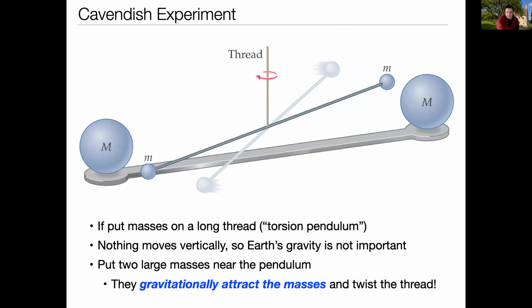One of them, as you can see, is tied to a long thread. And so if those move side to side, what the thread does is it twists and allows them to move side to side freely, but since they can't move up and down, the Earth is removed from the problem there. So this is called a torsion pendulum.